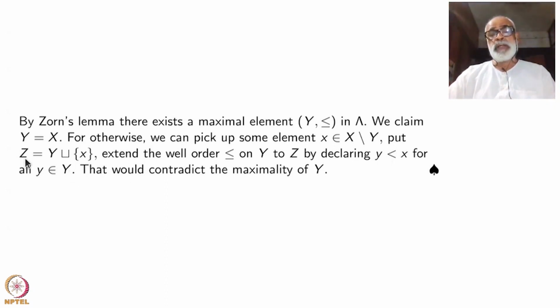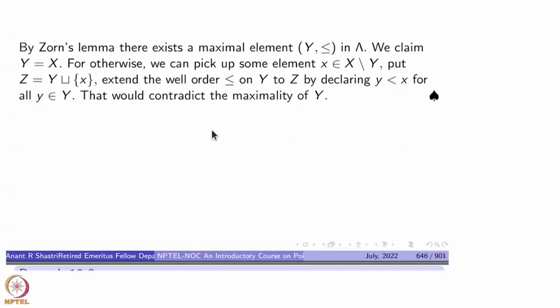Now, what have we got? Z is a well-ordered set, but Y precedes that one. This is a bigger thing. Now, that's a contradiction, because we assumed Y is smaller than X, it is not the full X. If Y is X, there is no problem. So that completes the proof of Zermelo's axiom. Here we have made it a theorem, namely every set can be well ordered.